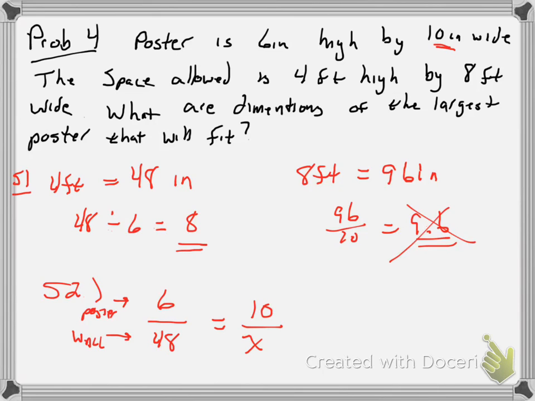So 6 over 48 equals 10 over x. Again, cross multiply, we end up with 6x equals 480. Divide by 6, x equals 80 inches. So the biggest it can be is 80 inches. If you want to convert that back to feet, just divide by 12. So our poster size is going to be 48 inches wide, because we know that, by 80 inches. I'm sorry, 40 inches high by 80 inches wide.